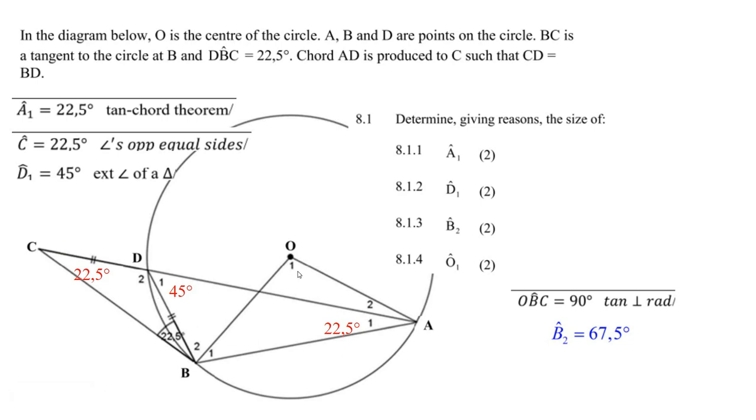Now, this angle O1, it's an angle at the center. And D1 is an angle at the circumference. And we know the story there. The angle at the center is twice as big. We knew that was 67.5. This is twice as big as 45. It should be 90. The angle at the center, 2 times the angle at the circumference. And that's why O1 is equal to 90 degrees. And that's your answer. And that's your reasons. And there you go.